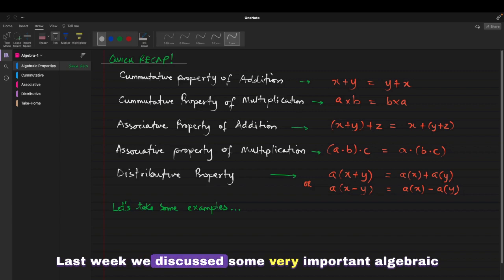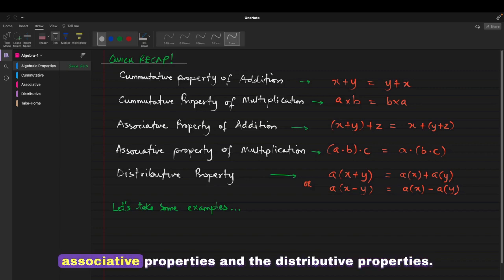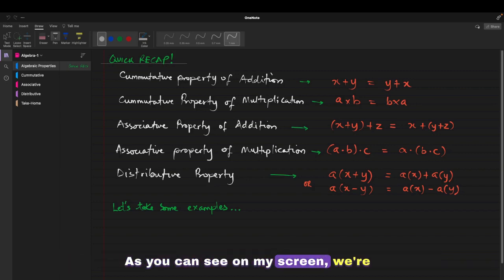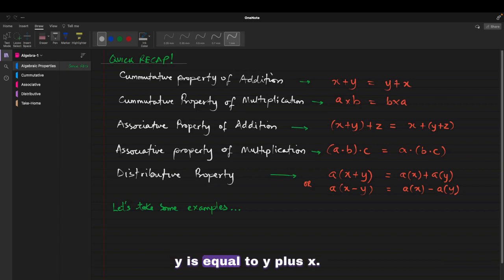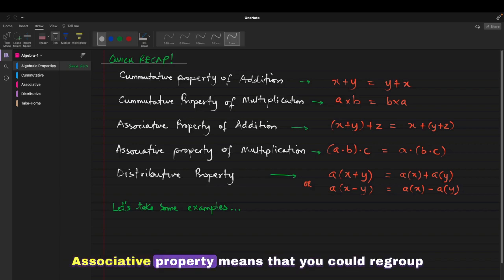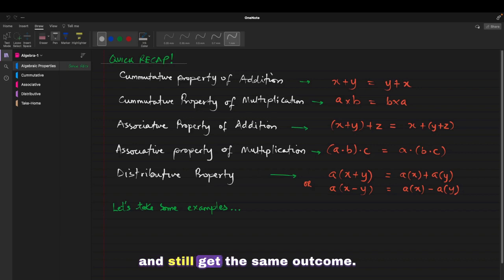Last week we discussed very important algebraic properties known as the commutative properties, the associative properties, and the distributive properties, right? As you can see on my screen, we're going to be having a quick recap. Commutative property of addition means that x plus y is equal to y plus x. Same applies to multiplication. Associative property means that you could regroup and still get the same outcome.